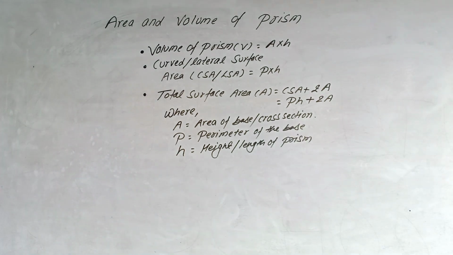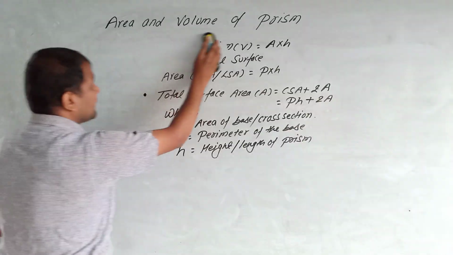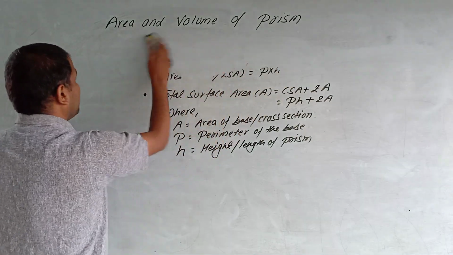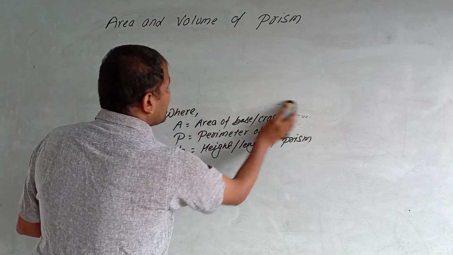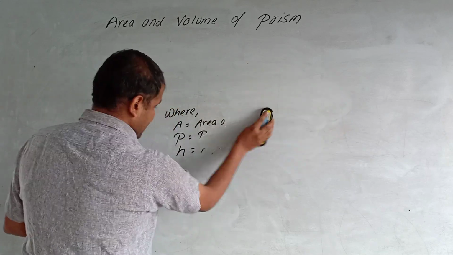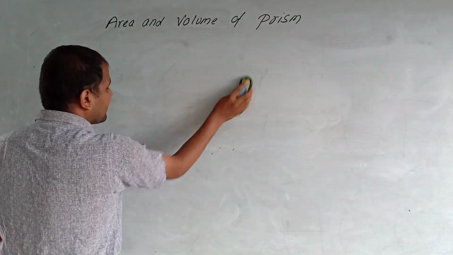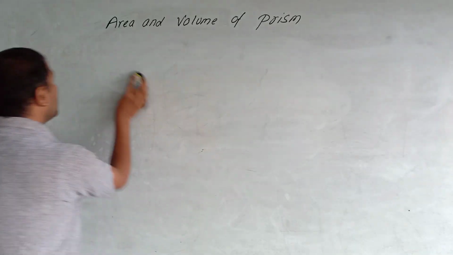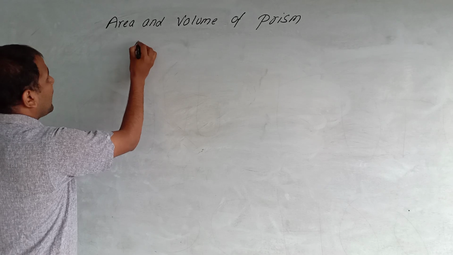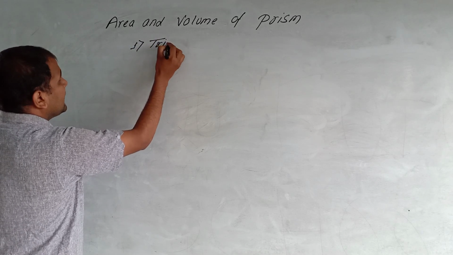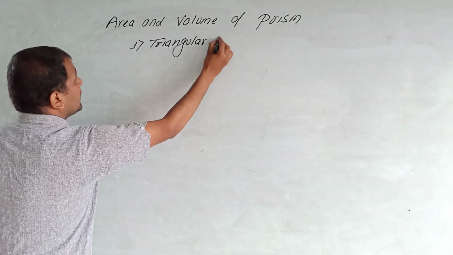So let's discuss different types of prism. Firstly, we discuss the triangular prism. Triangular prisms are those prisms having triangular bases, or the prism which has triangular bases is said to be a triangular prism.